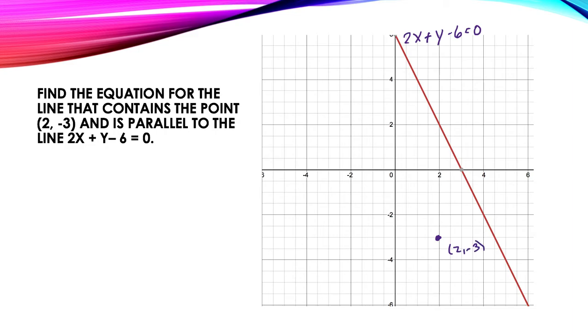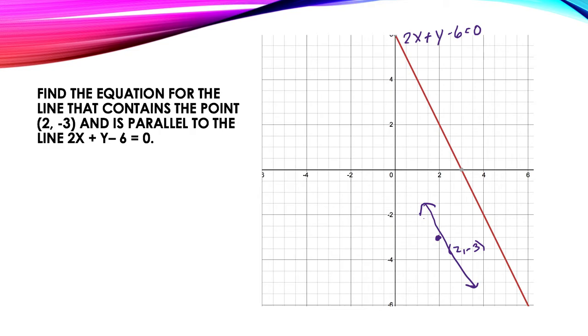Now again, you may not always have a picture, but I did a picture here just so that you could see what they're giving you. So they're giving you the equation of a line and they're giving you the point. And they want you to find an equation for a line that's parallel to the red line that goes through that point. So if it's going to run parallel, it's going to run side by side. And so it's going to look something like that, but maybe a little more parallel. Let me try one more time here. Okay, so something like that.